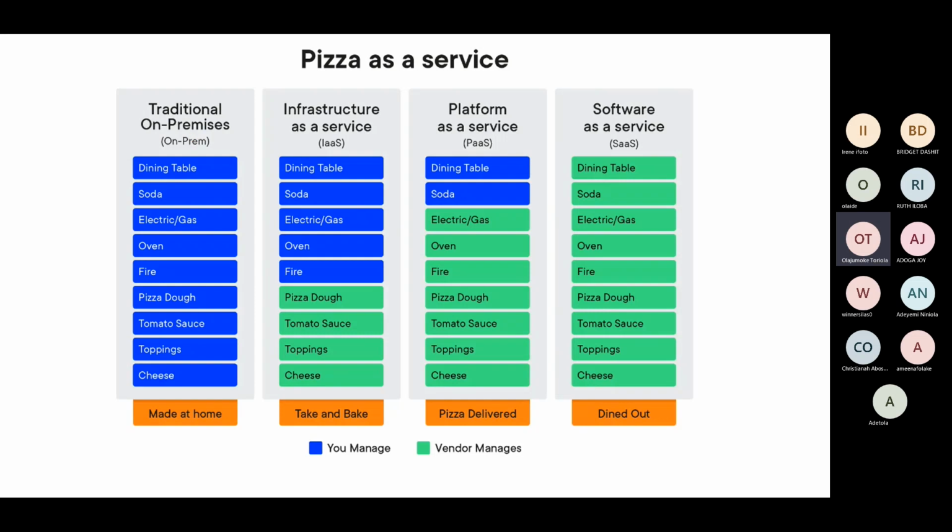But let's change it. Let's say that you share the kitchen with others. Remember, look at the legend. The deep blue is what you manage. The green is the vendor. In this case, Microsoft manages. Now, you have the dining table, the soda, the electricity, the oven, the fire. So all you need to go and do is just go and buy cheese, toppings, tomatoes, and pizza dough.